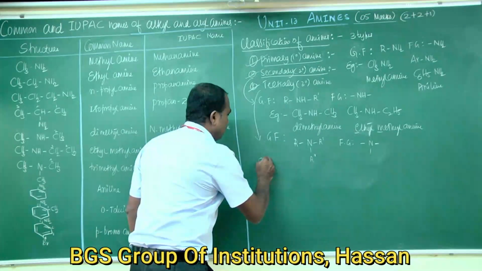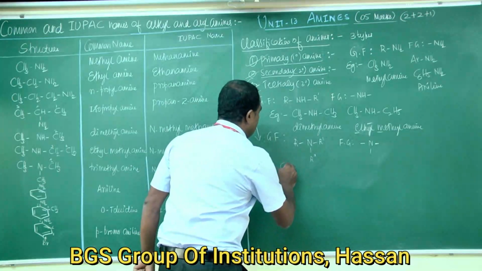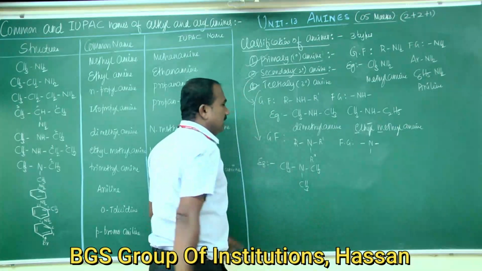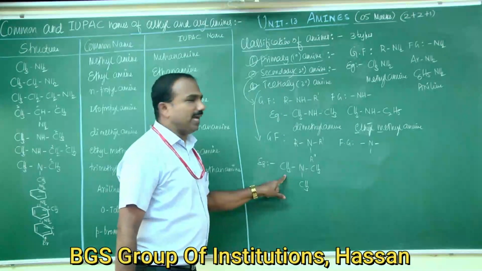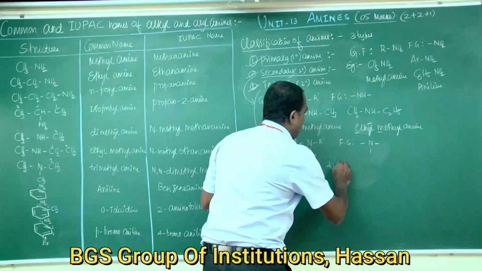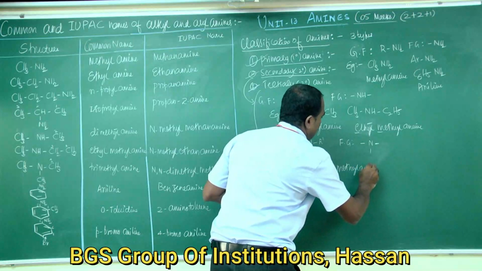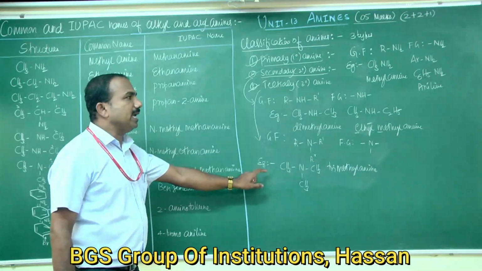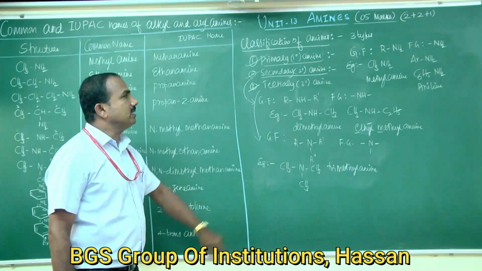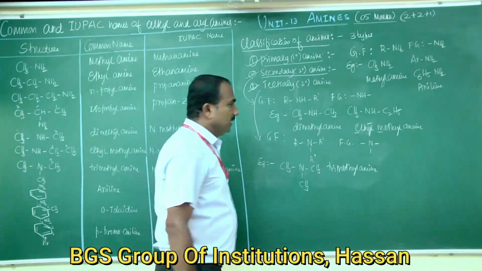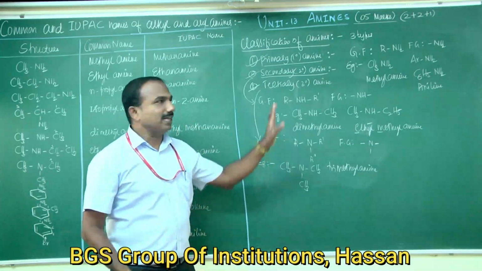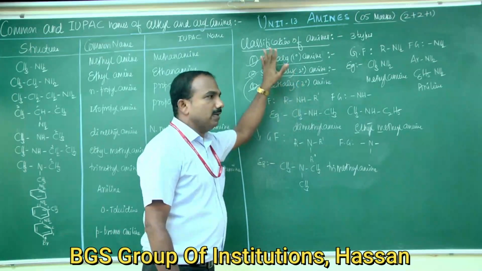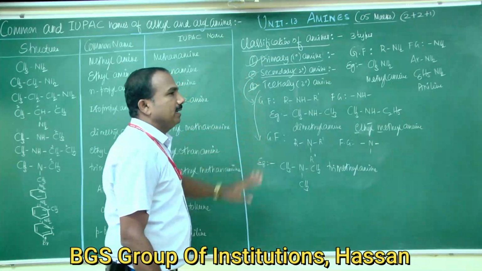The example for tertiary amine, if R is CH3: N(CH3)3, with three methyl groups, the prefix is tri, trimethylamine. Trimethylamine is an example of a tertiary amine. So this is about the classification of amines. If they ask in the examination to explain the classification of amines, you have to explain all these things: primary, secondary, tertiary.